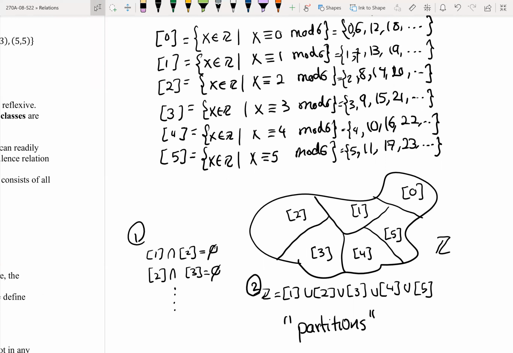Any question here? Do you have any question here? Any comment? No? Anything to add here?